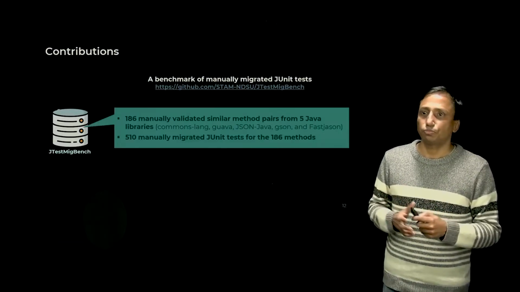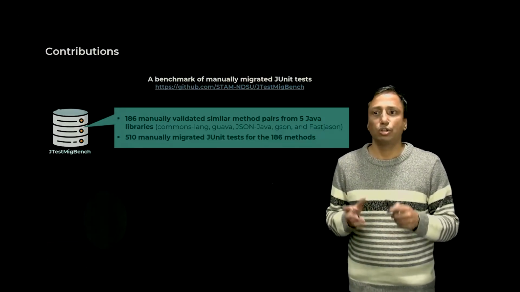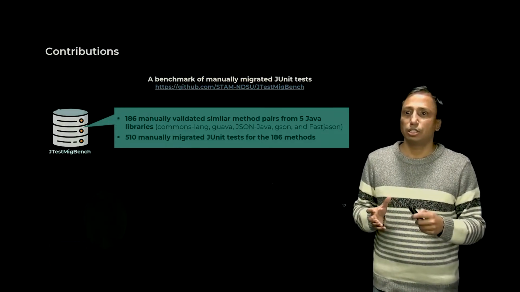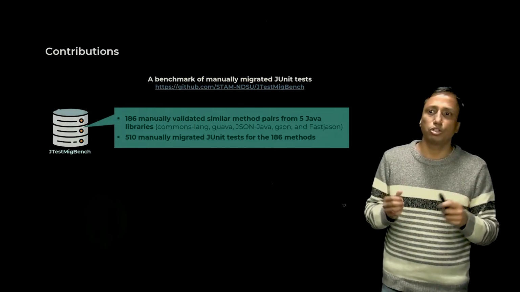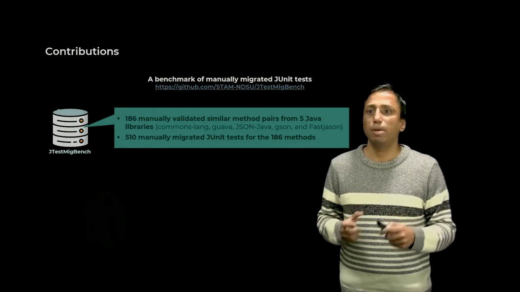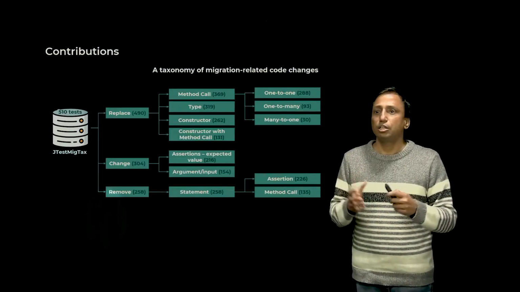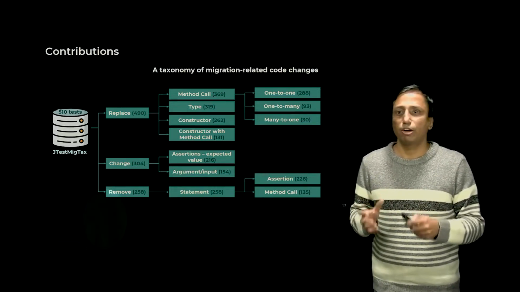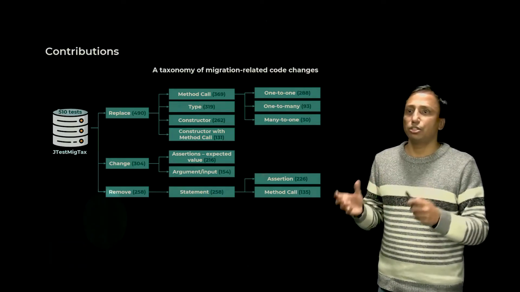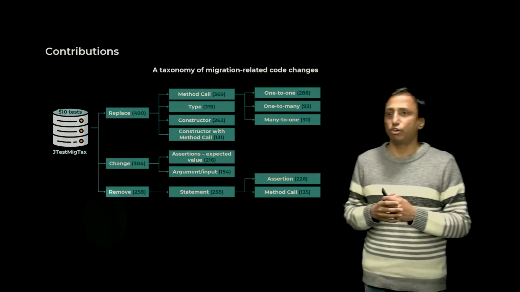In this work, we have two key contributions. First, a benchmark of manually migrated JUnit tests, which contains 186 manually validated semantically similar method pairs from 5 popular Java libraries. And more importantly, it contains 510 manually migrated JUnit tests for these method pairs. Our other key contribution is a taxonomy of migration-related code changes. We created this taxonomy by analyzing migration-related code changes for these 510 successfully migrated tests.